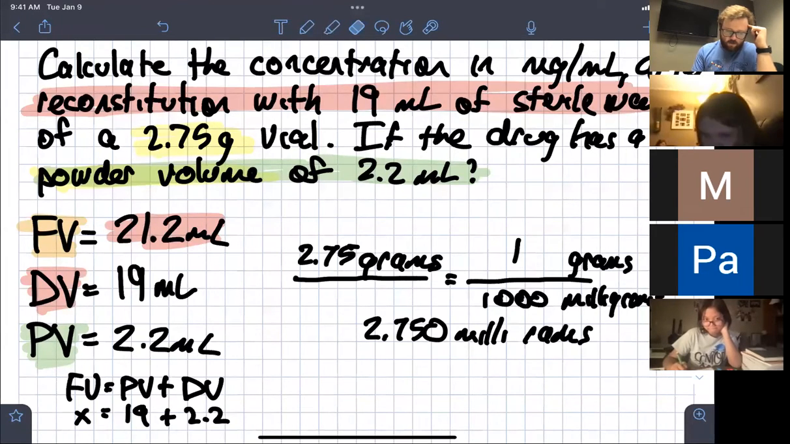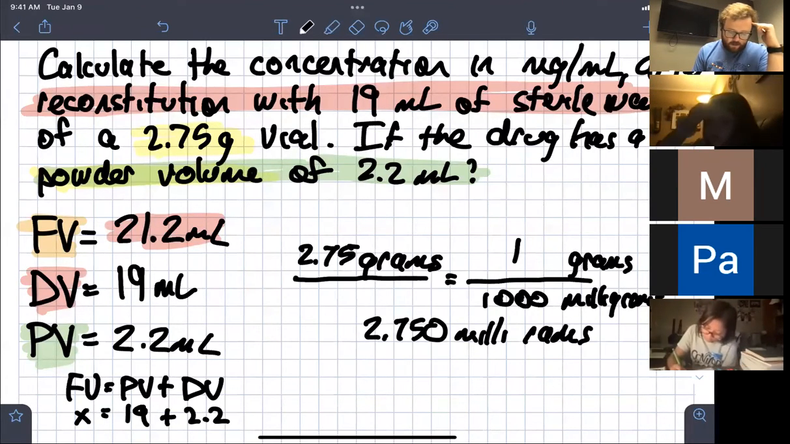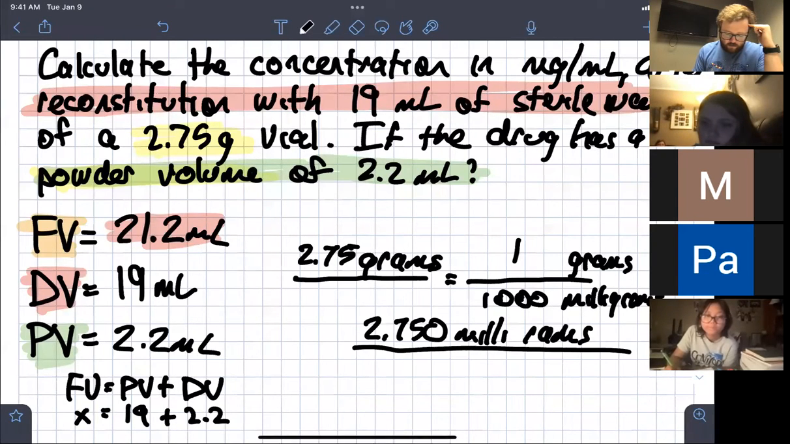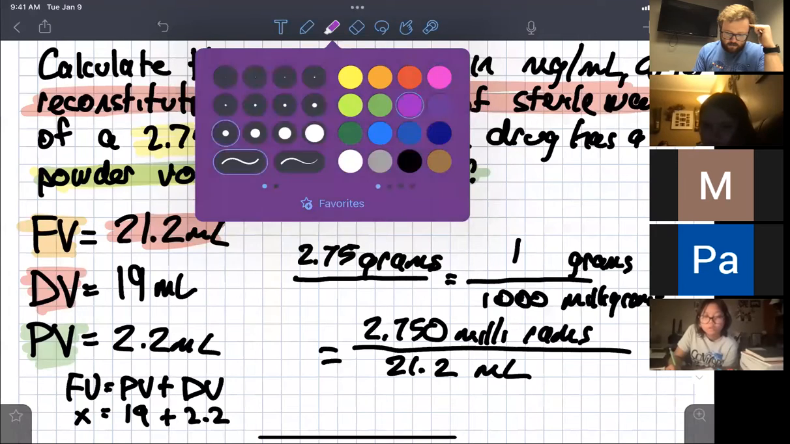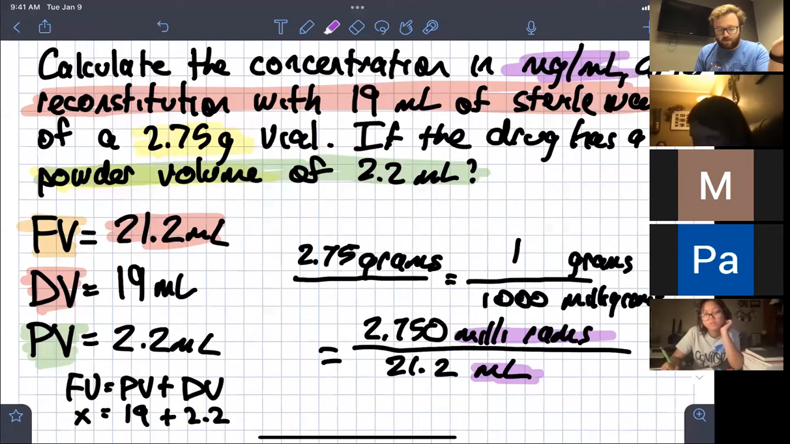Okay. So back to our problem. I now know that we're working with 2,750 milligrams of drug. I now know that we have 21.2 mils of final product, 21.2 milliliters. So in our question, we need to find milligrams per milliliter. Do I have milligrams per milliliter right here? That's it, right? I have now solved the problem. I just need to do the calculation.